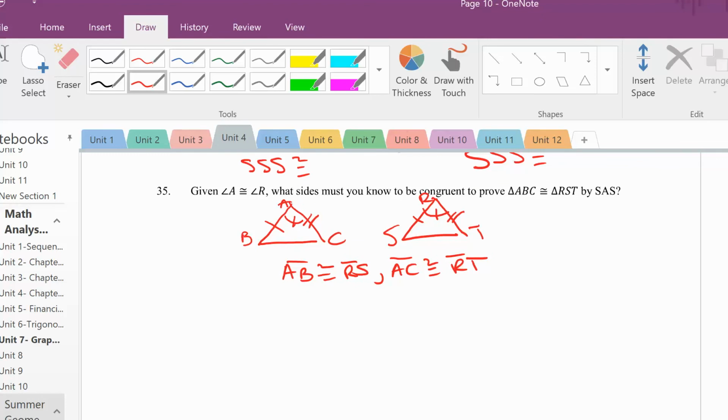All right, so that concludes our video for side angle side and side side side congruence. Part 5, we'll talk about another shortcut.